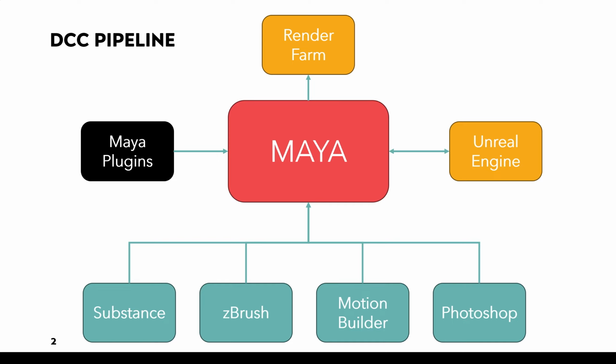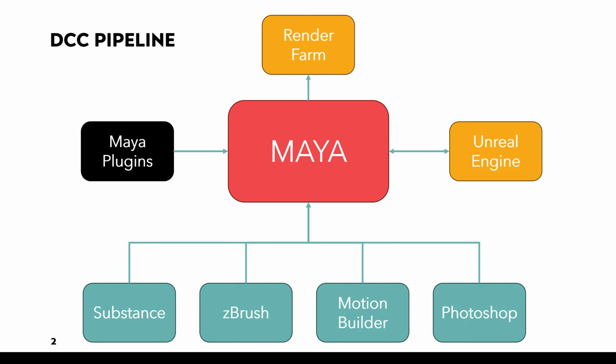Now you've got all this support software like Substance, ZBrush, Motion Builder, and all that stuff, and you might be bringing data from there into Maya, and then from Maya you're sending it to Unreal. Now the reason why I didn't make the render farm also include Unreal, even though we're using Unreal as a render farm in this scenario, is because I wanted to make sure that we see the bidirectional arrows.